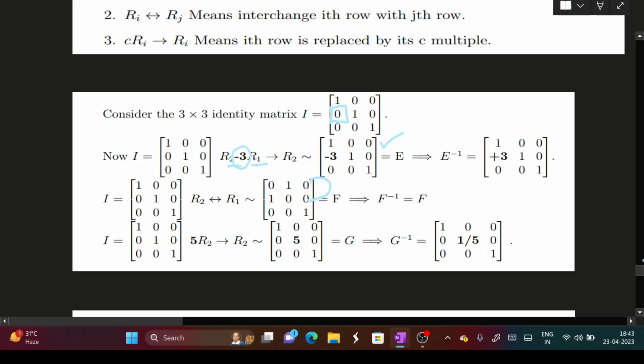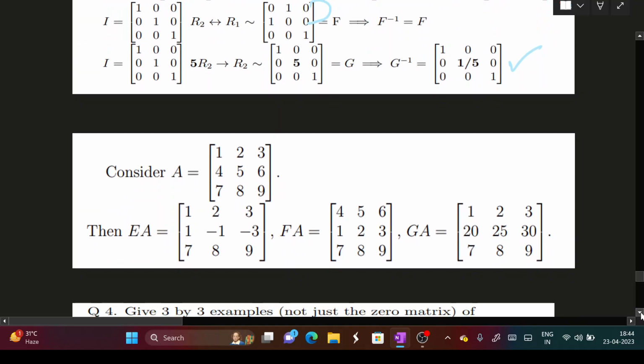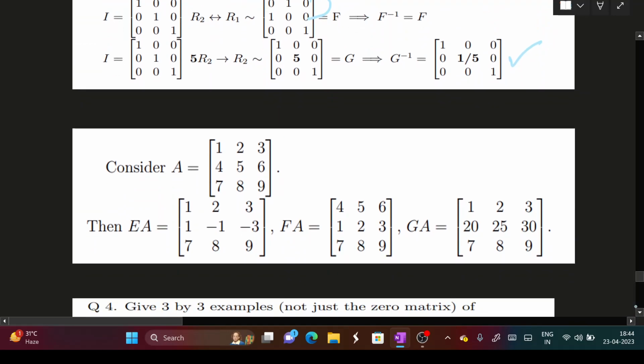Now the third operation, 5R2 stored in R2. That means the 2, 2 diagonal element is replaced by 5. That means the second row is multiplied by 5. Now its inverse: multiplication's inverse is division. So that means the second row will be divided by 5. So its inverse G inverse is this one. In place of 5, it is 1 by 5. So all these things are discussed in detail in the videos made earlier.